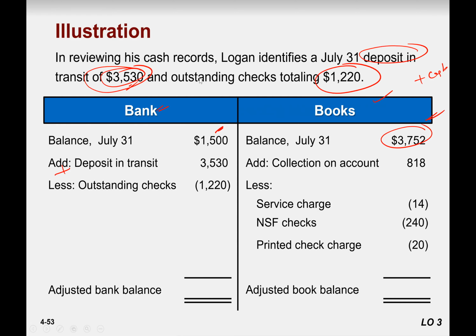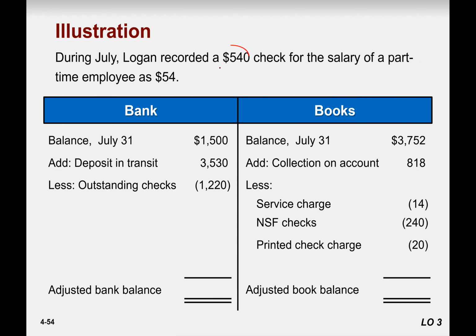1,220. The next thing is the human error part, in which the logger recorded a 540 check for the salary of a part-time employee as 54. It means he wrote the check 54.